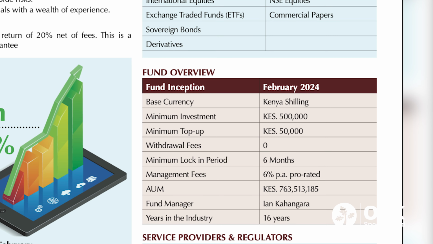Thank you. All right, then we've got something that is written on our fact sheet, which is AUM. It stands for Assets Under Management. As at the time of production of this particular fact sheet, which was November 30th, 2024, we had 763 million shillings.